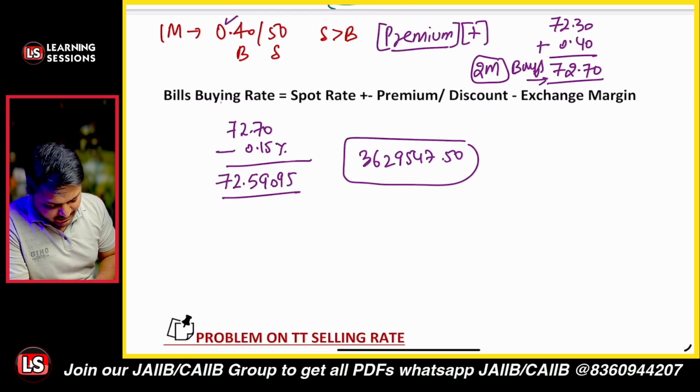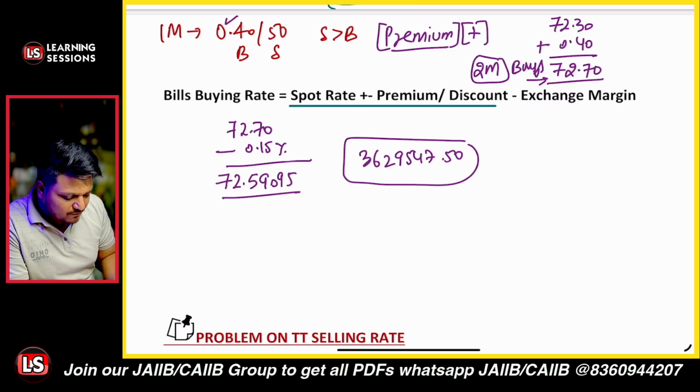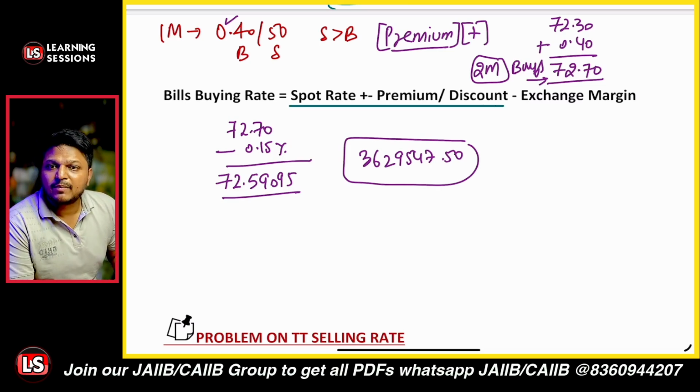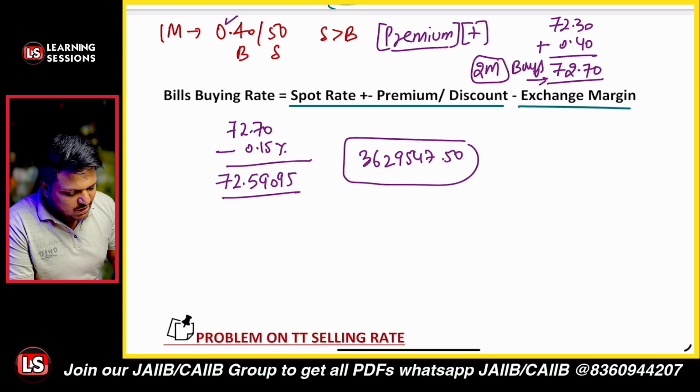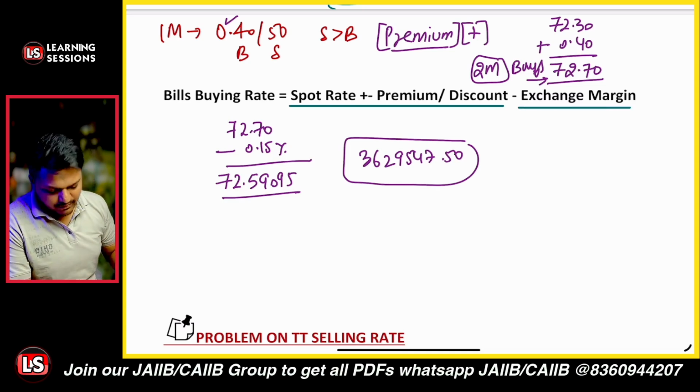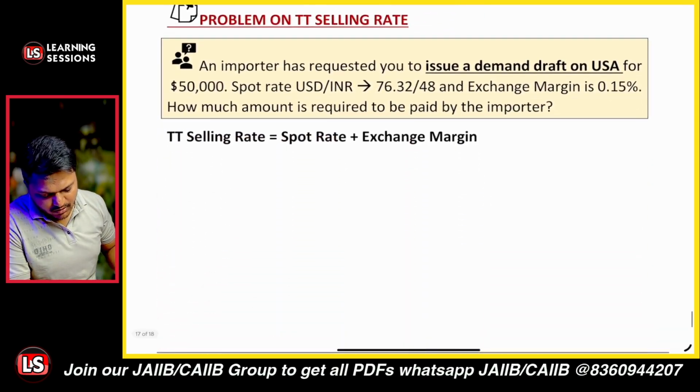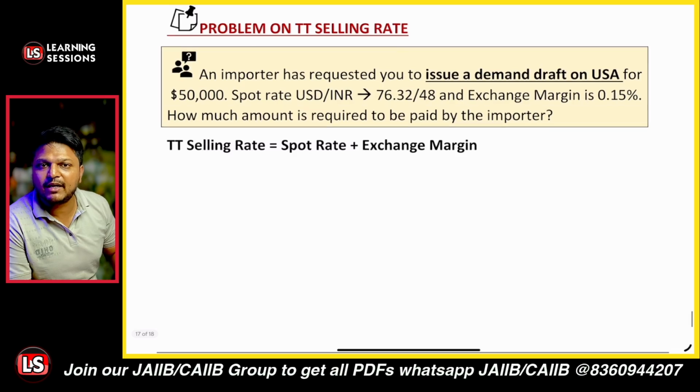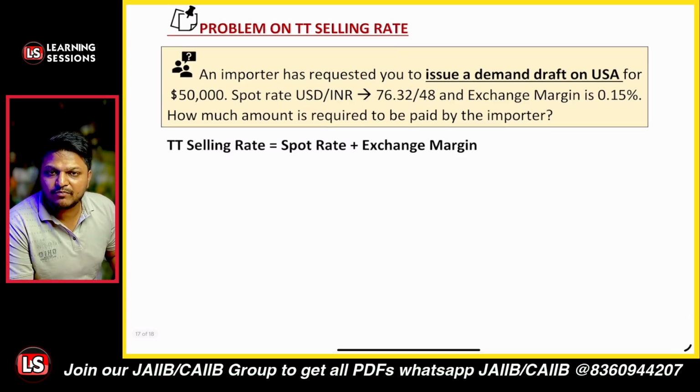And the bills buying rate is actually equal to what? Spot rate plus or minus premium or discount. We basically discovered the forward rate and then we subtracted the exchange margin from the same. So that will be the scenario. Okay. And after that, it's related to the problem on the TT selling rate, that is, the telegraphic transfer selling rate.